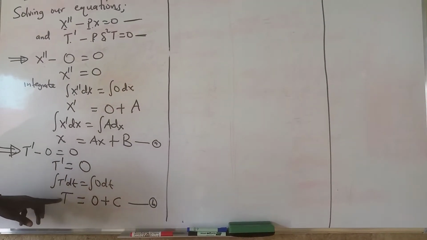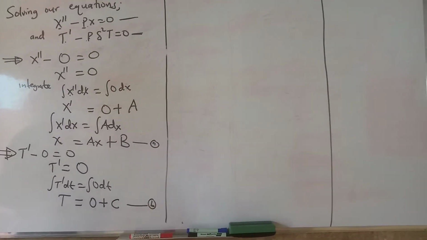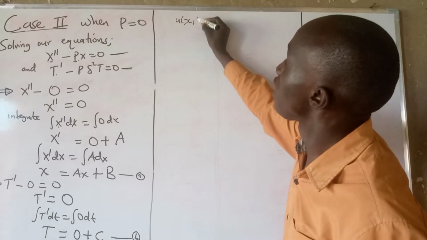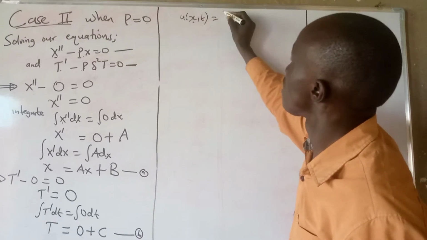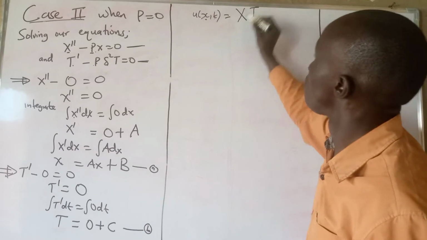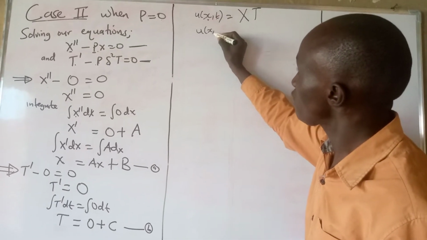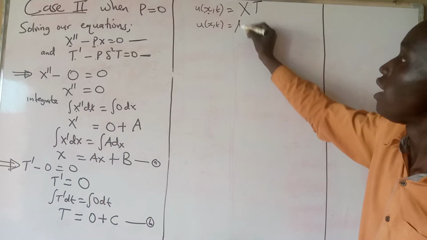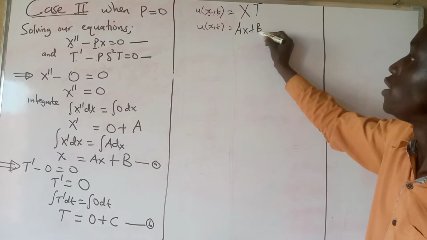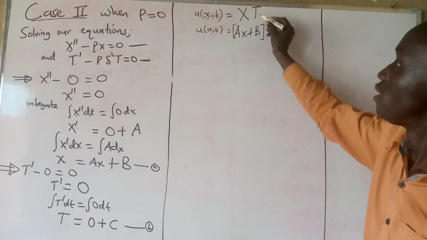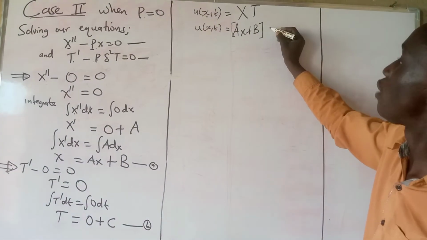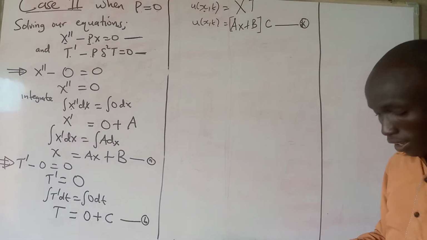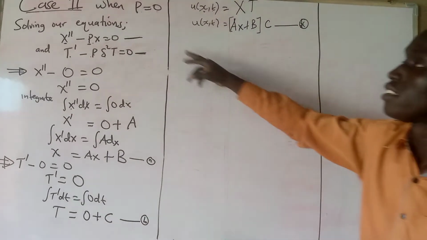As shown for the PDE in our first video, U of x and t is the same as X times T. So wherever there is an x, we are going to put our solution, equation A, which is Ax plus B. After that, for t, the answer is C, so put C there. So this is our solution for case 2. Let's call the equation star.